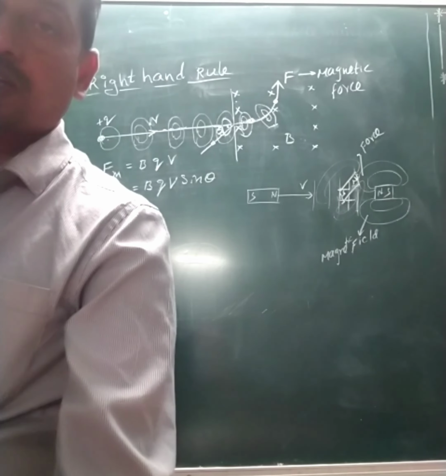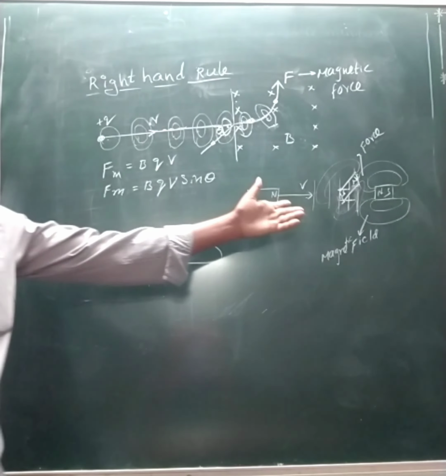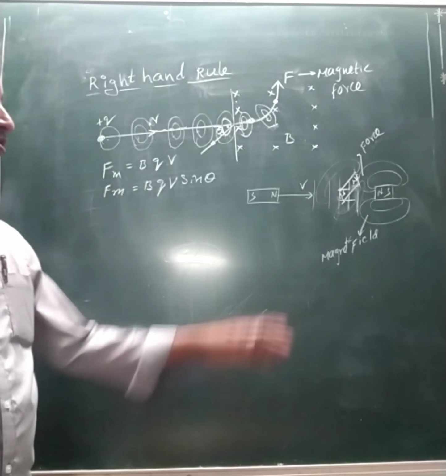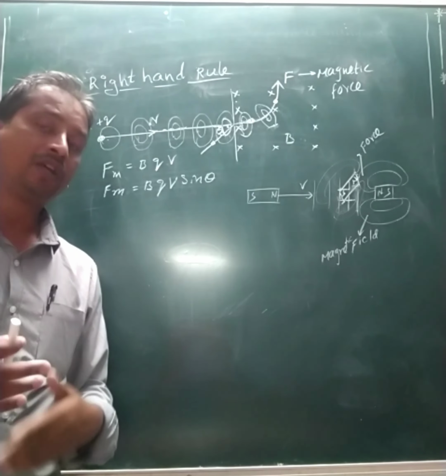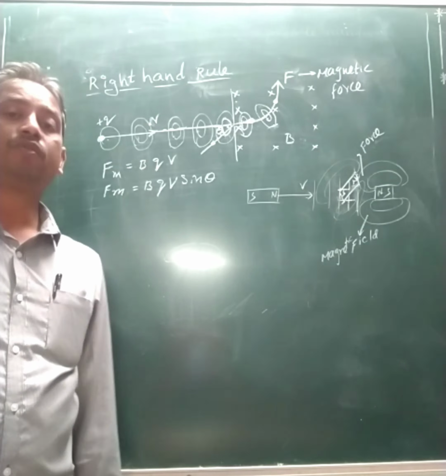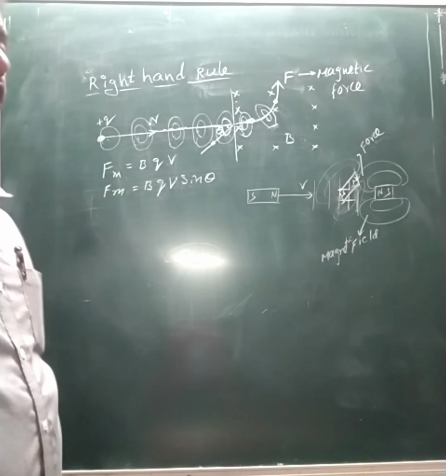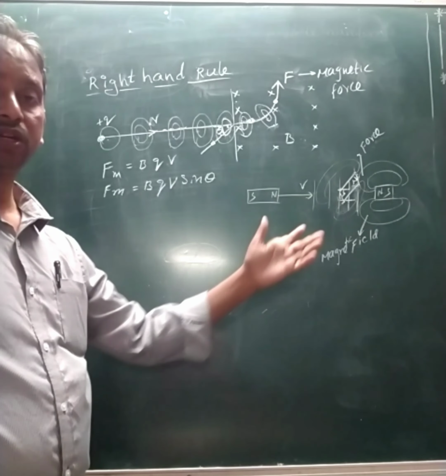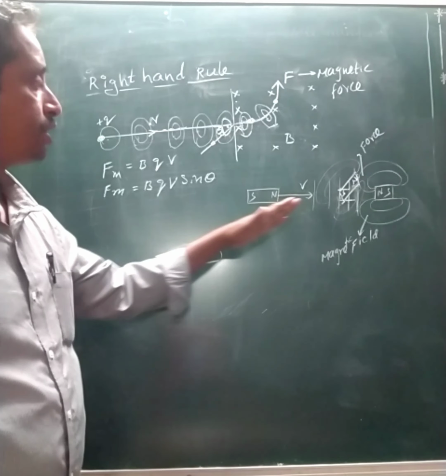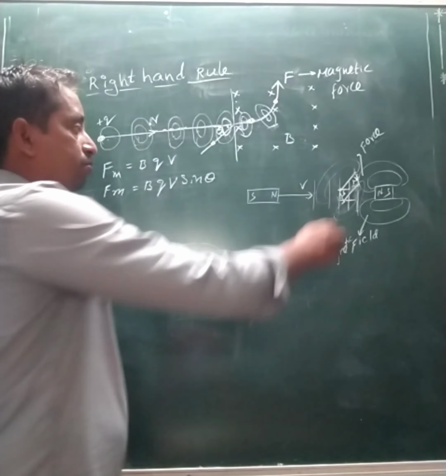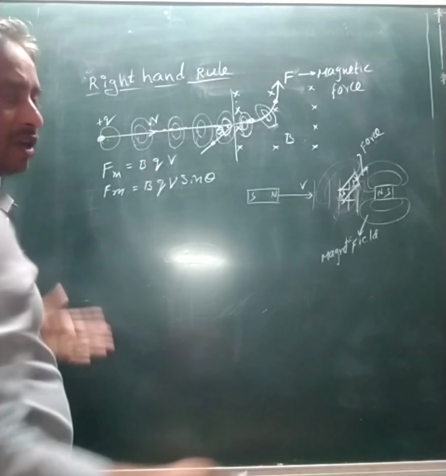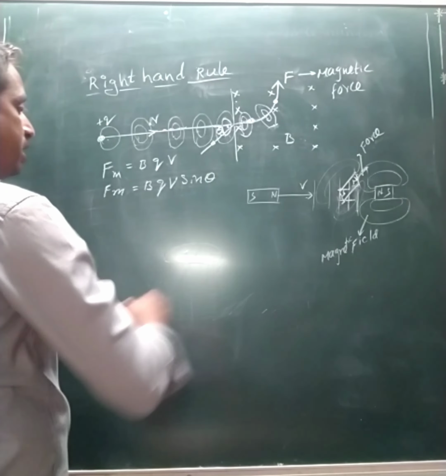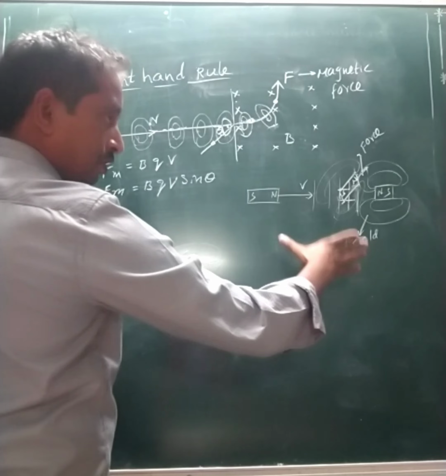Then automatically it will change its directionality. To change the direction, what is compulsorily required? Force is required on the other conductor. So due to that, it will change its directionality. It is moving in the upward direction. Upward or downward depends upon the rule.